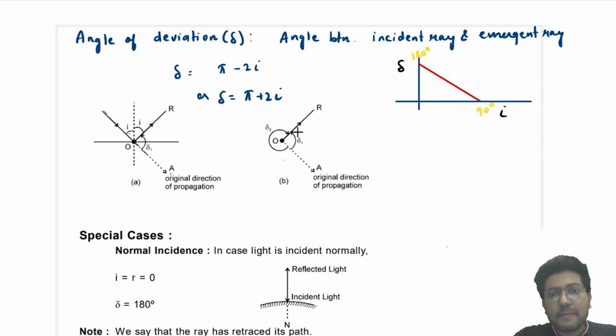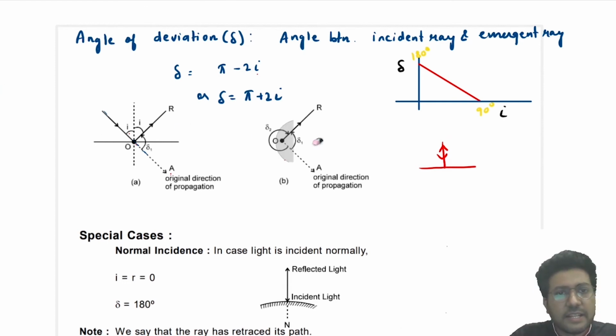Now, if you draw the angle of deviation versus angle of incidence graph, you can see this is a straight line with negative slope and positive y-intercept. The positive y-intercept is pi or 180 degrees, and the slope is minus 2. When I becomes 90 degrees, the deviation becomes 0. When I becomes 0, which means normal incidence, the deviation is maximum. Why? Because light will retrace its path.